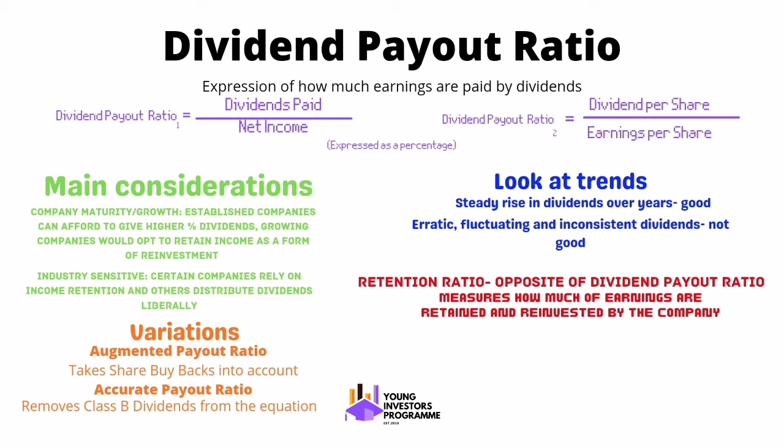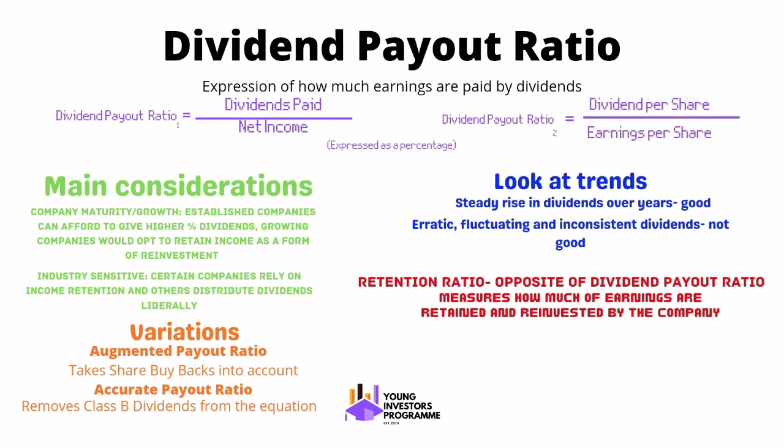There are a few variations to this ratio. You can get the augmented payout ratio, which takes share buybacks into account. If the company did not issue any buybacks or does not plan to, you don't need to worry about that. And the more accurate version of the dividend payout ratio would remove Class B dividends from the equation. Class B dividends are preference dividends, and those would also normally be a fixed rate of dividend. So for example, 10 Rand per share, they would not really fluctuate or change.